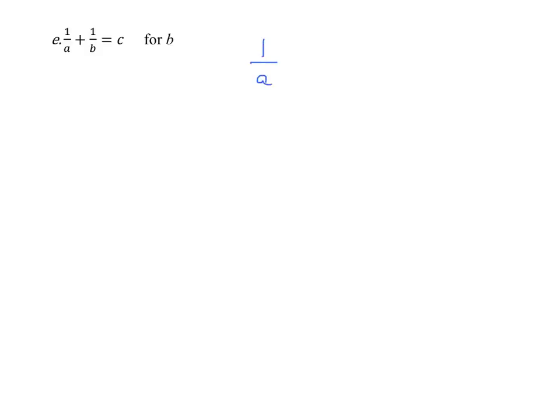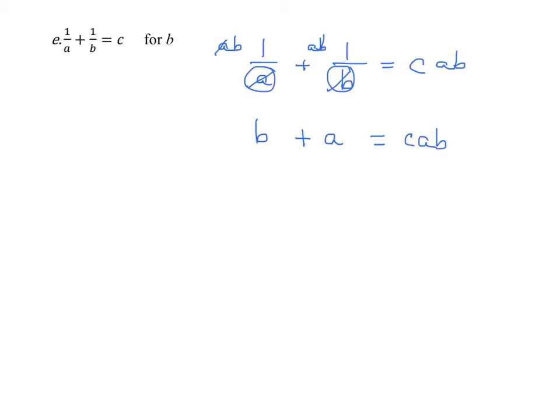Okay, next. This one is cute but a little tricky. So let's write out the problem. We're going to multiply everything through by a common denominator. And what is the common denominator? Well, it's AB. The A's will divide out, I get B. The B's will divide out, I get A. And then over here I have cAB.